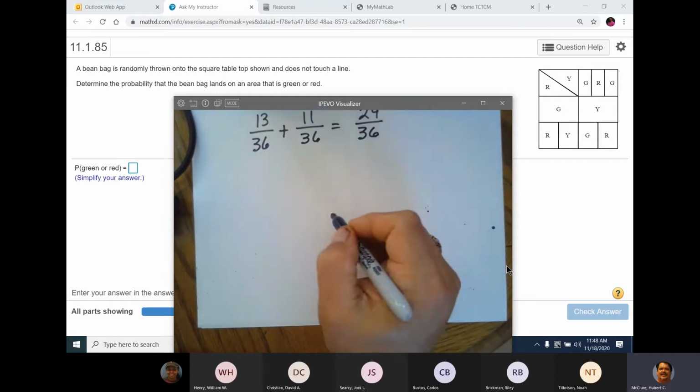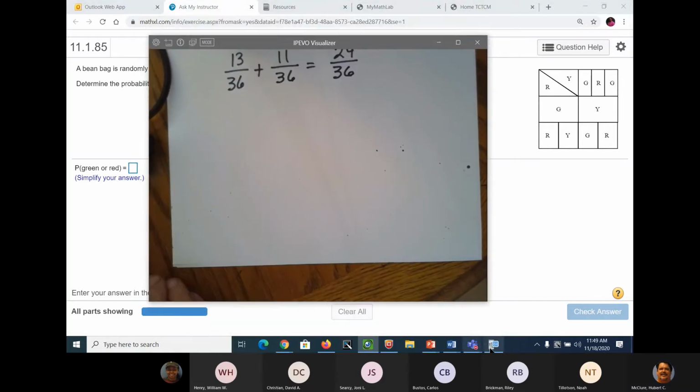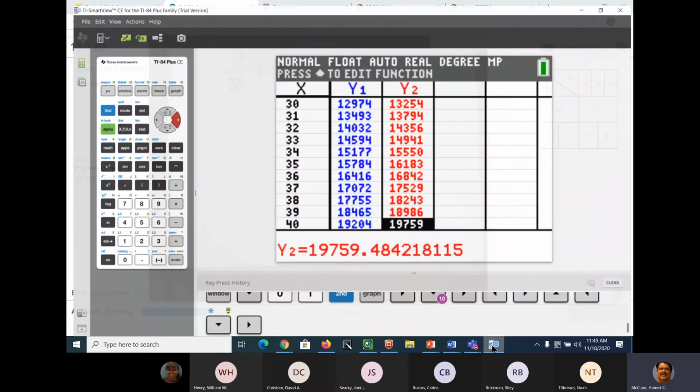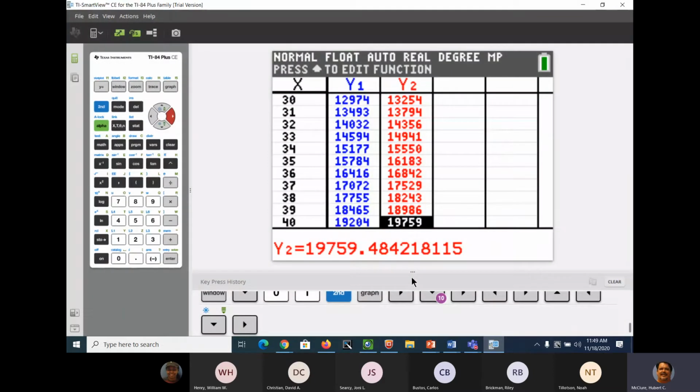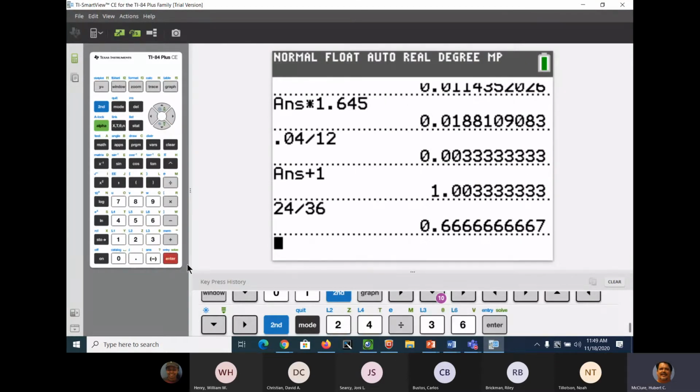And I don't know if they want a fraction or a decimal, so I'm going to turn it into both. So let me get my handy dandy calculator. And I'm going to do second quit. 24 divided by 36 equals 0.67. So that should be your answer.